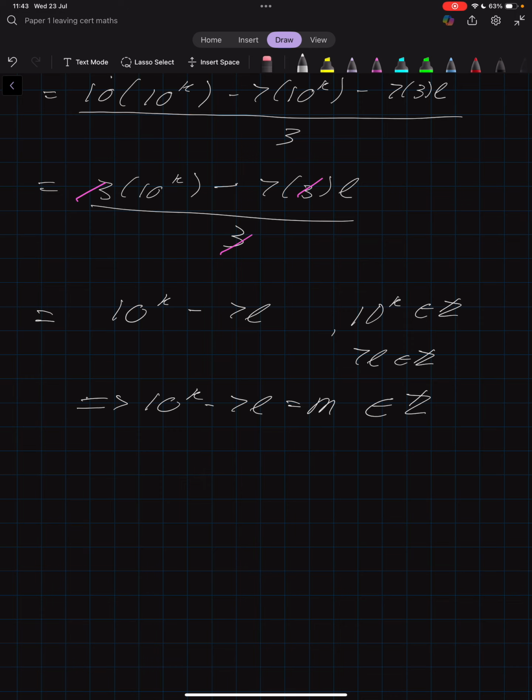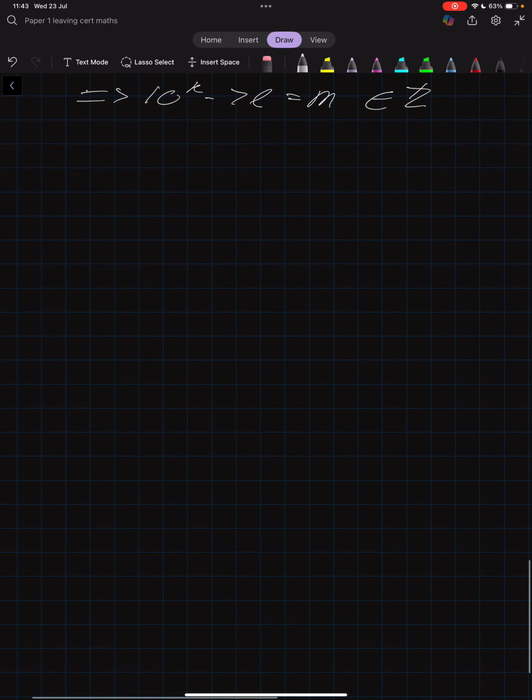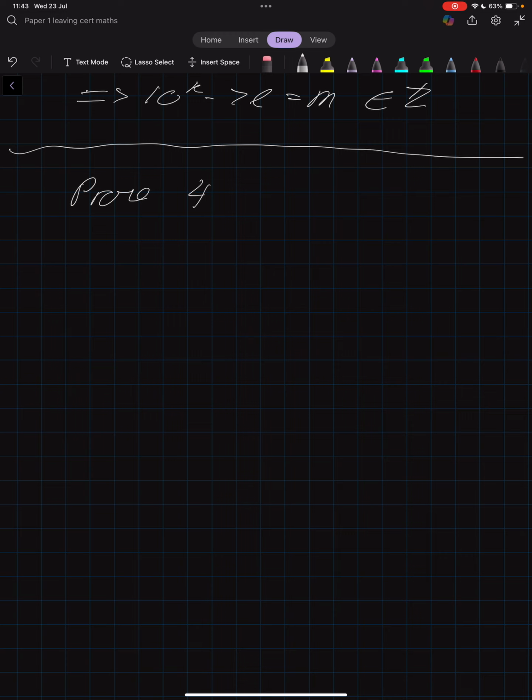All right, so now the next one that they ask me to prove is, prove 4 to the power of n is greater than or equal to 4n plus 1 when n is greater than or equal to 2 and n is an element of N. So what they're saying is that n is basically 2, 3, 4, 5, all the way up.